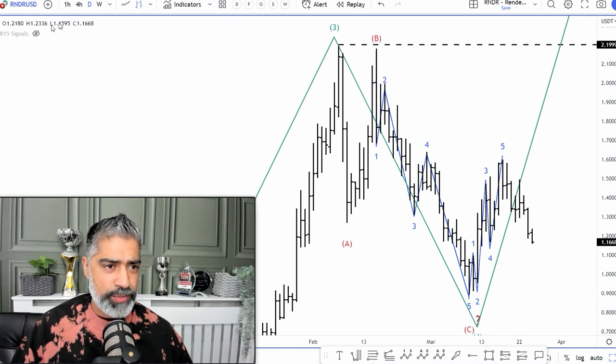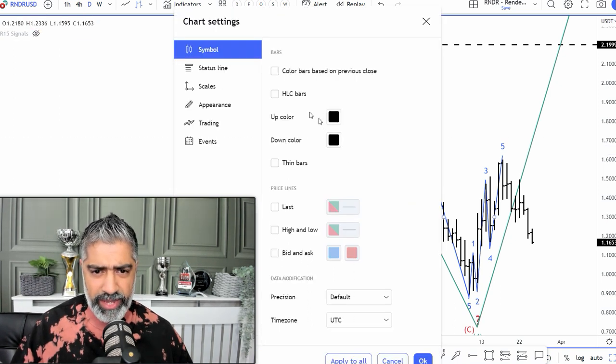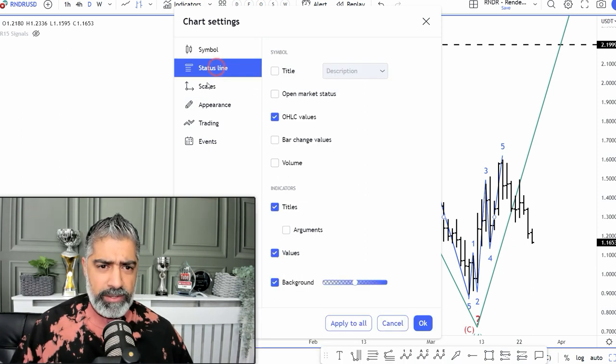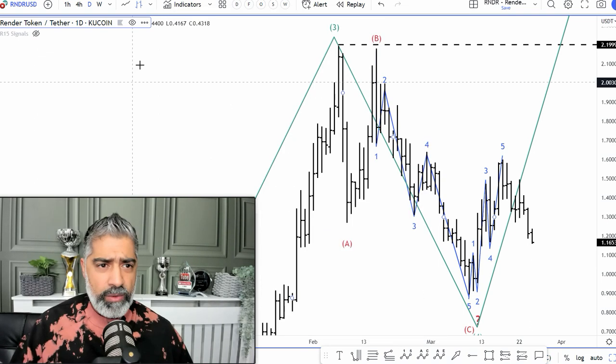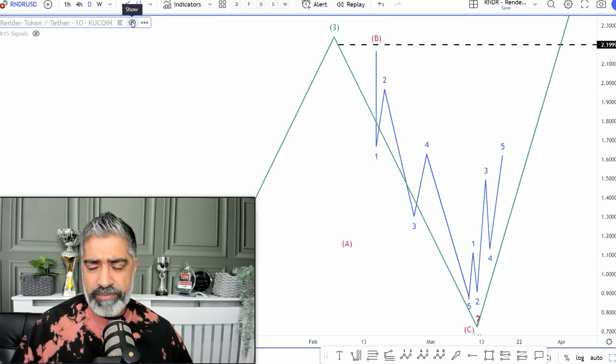Let me just show it to you this way. If I can get rid of this. Would it let me? Let's have a look at this. What am I looking for? That's what I'm looking for there. All right, what I just want to do is get rid of this price action.